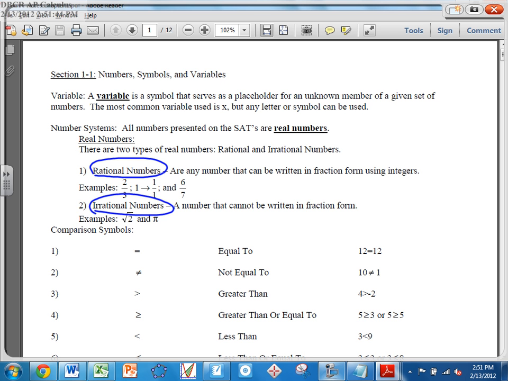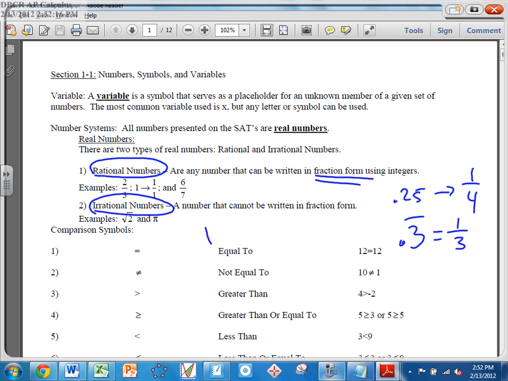Again, the simple definition of a rational number is something that can be written in fraction form. And many people forget that repeated decimals can all be written in fraction form. So for example, if you have a number like 0.25, converting that to a fraction, we'll talk about how in a minute, that's 1/4. That can be written in fraction form. Or if you have the value 0.3 repeating, that's really 1/3. So that's actually rational. The simplest examples of irrational numbers are square roots of non-perfect squares.